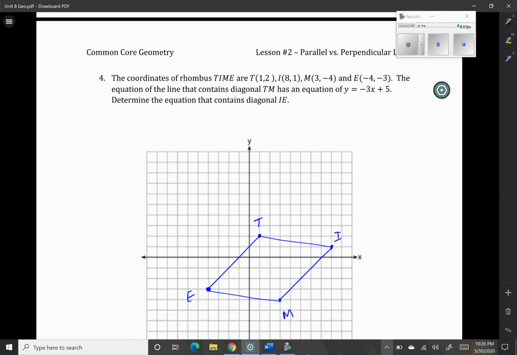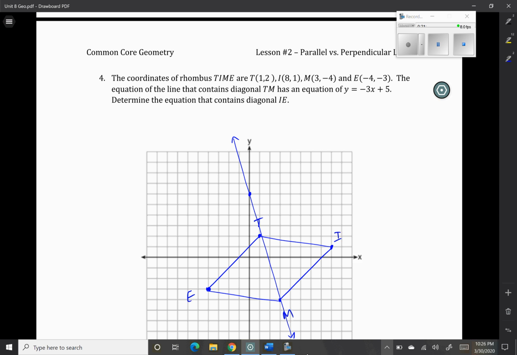So it then tells us, just like the question from class, that the equation that connects T and M is y equals -3x plus 5. So if I was to use my straight edge to connect T to M, it should pass through the y-intercept of positive 5, and it should have a slope of -3 over 1, which it does. There's your line. Passes through at 5, so we're good.